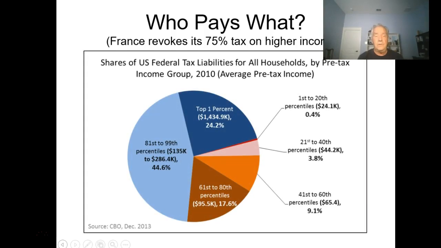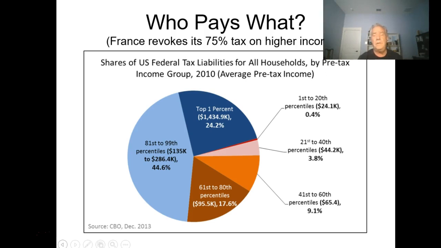Okay, so here's a chart of who pays what. This is the taxes paid by income groups for the year 2010. Now, this is the amount of money going to the federal government by all households. So the first group is the 1st to 20th percentile. Average income of $24,000, you'll see up in the right-hand side, and they pay 0.4% of the taxes going to the federal government. The next percentile, the 21st to the 40th, these are the $44,000 per year income people.